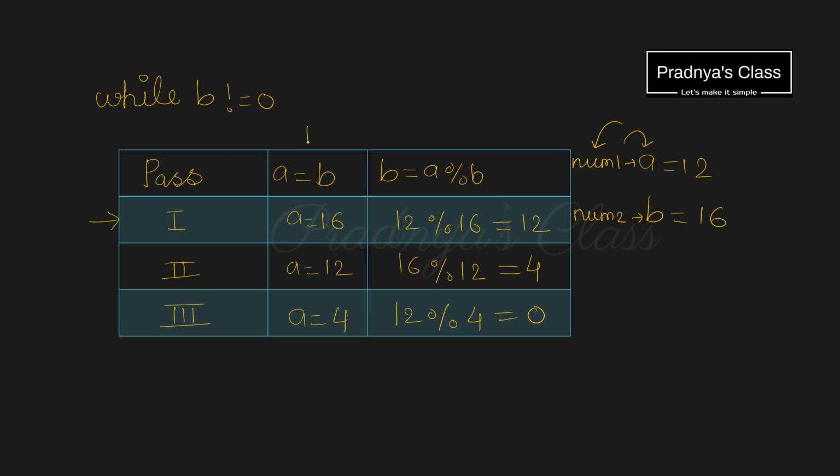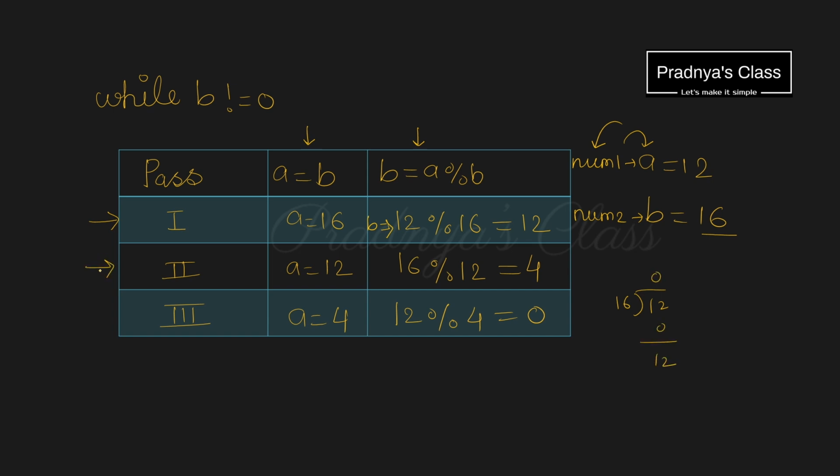According to the algorithm, this is the value of A and here is the value of B. A equals B means we need to assign 16 to A. Now what is the value of B? It is nothing but A modulus B. A is 12, modulus B is 16. When we divide 12 by 16, we will get remainder as 12.